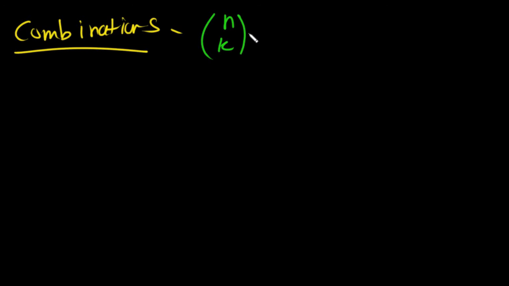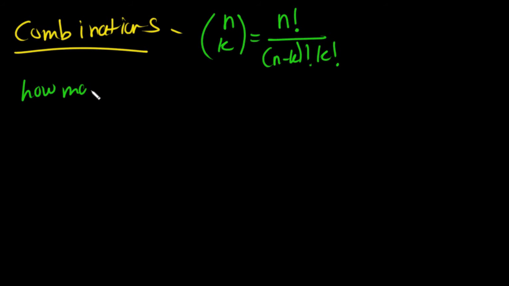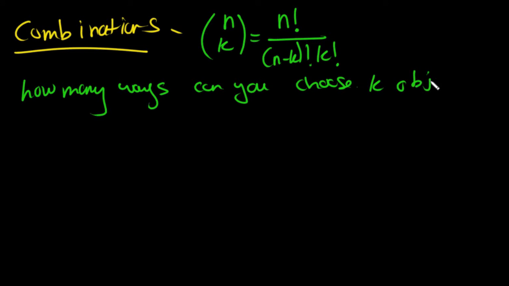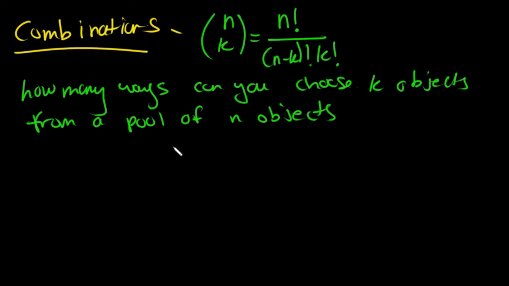Okay, another thing. Combinations. I briefly mentioned this, and I said not to worry about it, but I want to bring it up again because we actually are going to use it. If you have n choose k, that is n factorial over n minus k factorial times k factorial. And this represents how many ways can you choose k objects from a pool of n objects. But there's a catch.